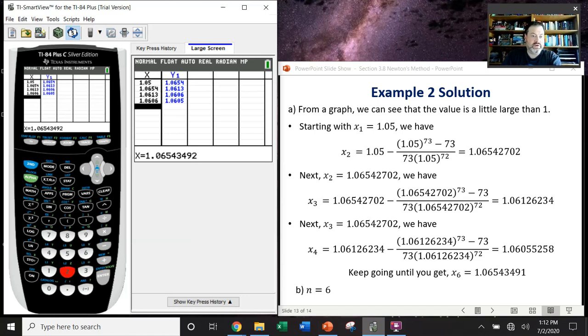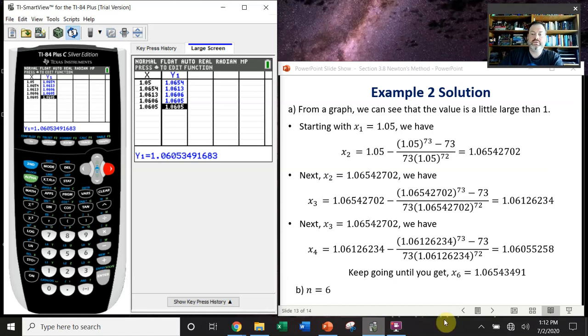1.06543492. That was our number in the previous one. Oop, there should be another 0 in there. Sorry. Where'd it go? Yeah, here it is. 1.06054349. You get the same answer back. So that's the answer. And that's how it works.